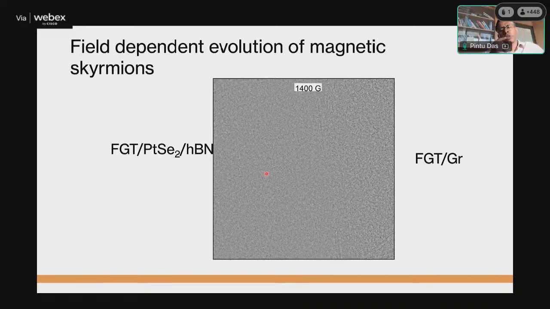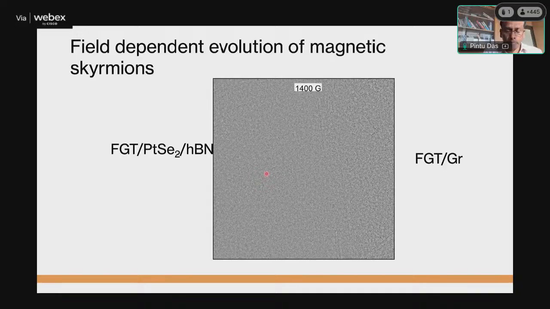So this is at a certain temperature, 100 Kelvin, Lorentz transmission microscope images on our samples. As I said, the experiment was performed on the same chip, so that means two samples simultaneously. One side is iron germanium telluride with platinum diselenide covered with hexagonal boron nitride, and the other side is iron germanium telluride with graphene. For both the samples, I have shown you the transport measurements.